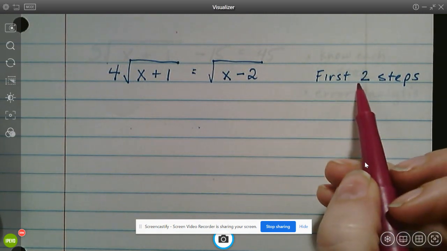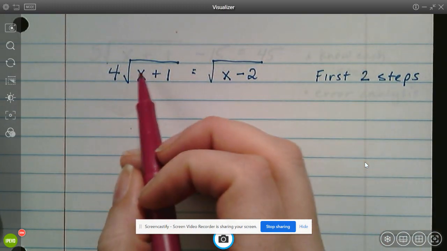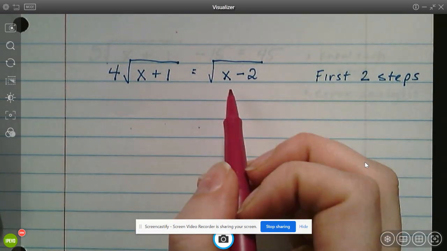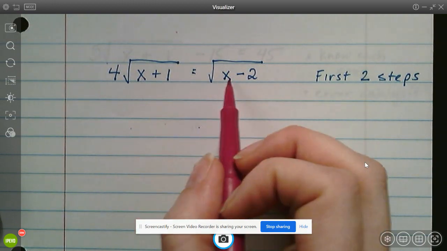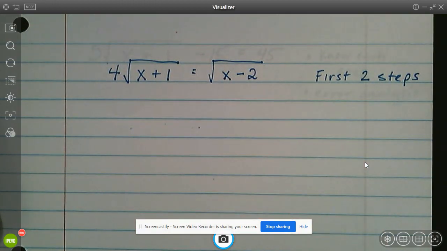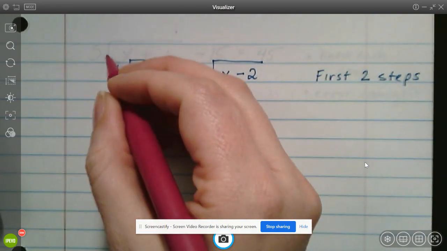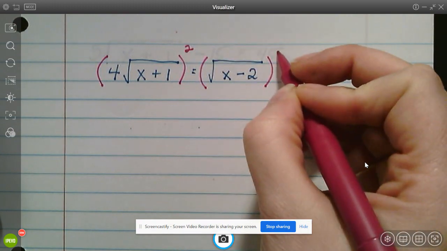So our first step here, we can't move this 4. It doesn't make sense to subtract it or divide it on both sides. That makes no sense, because that would just give us a 4 on this side as a denominator. When we have radicals on different sides of the equal sign, we are going to undo the root. So in this case, it's a square root. So I'm going to square both sides.